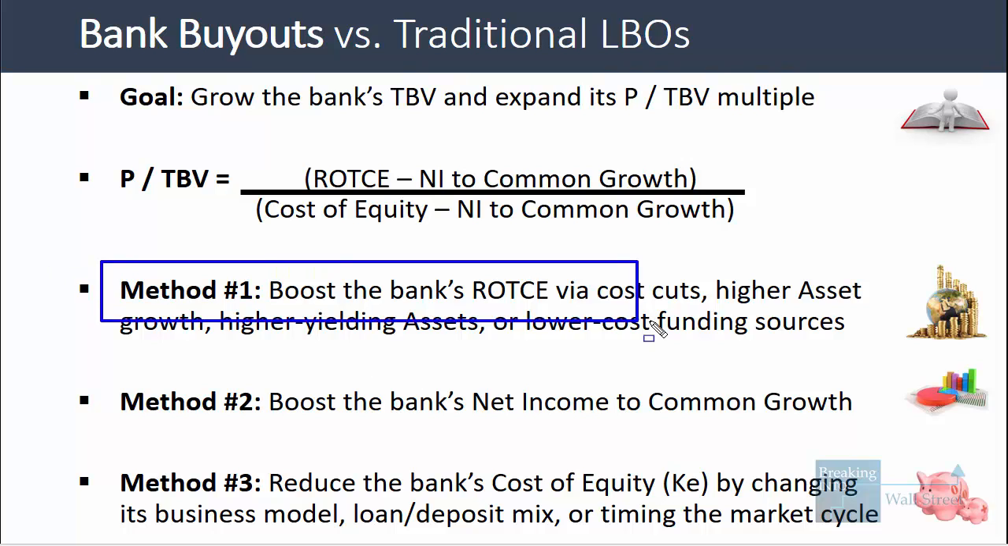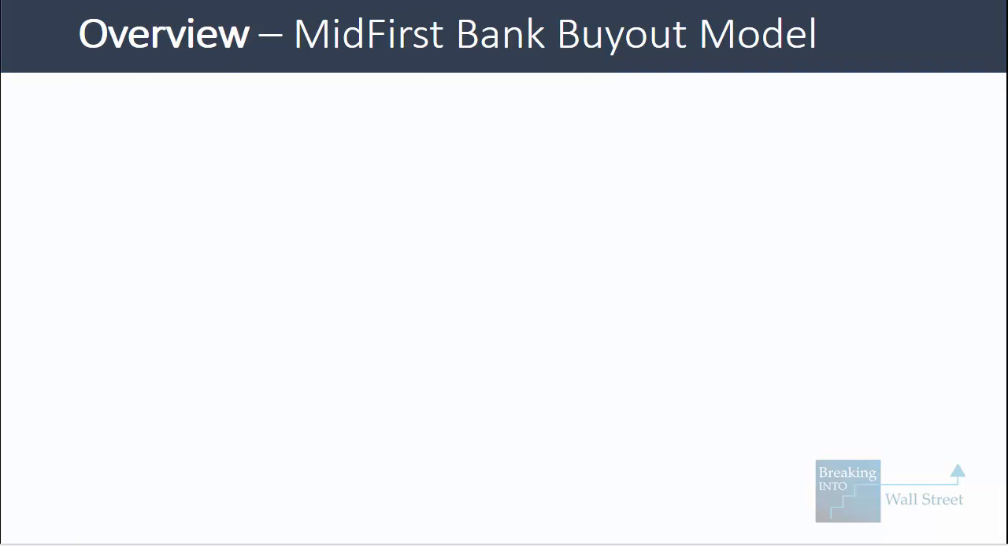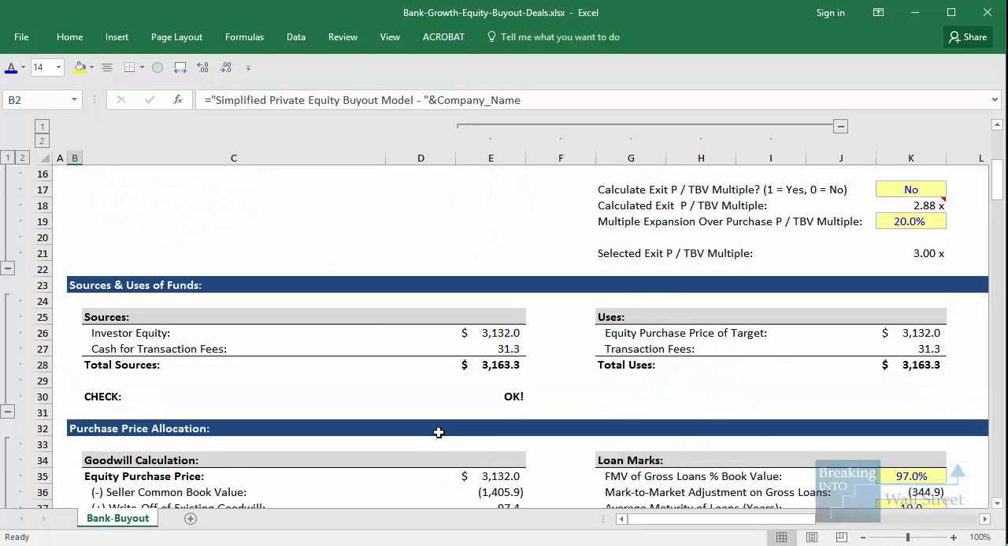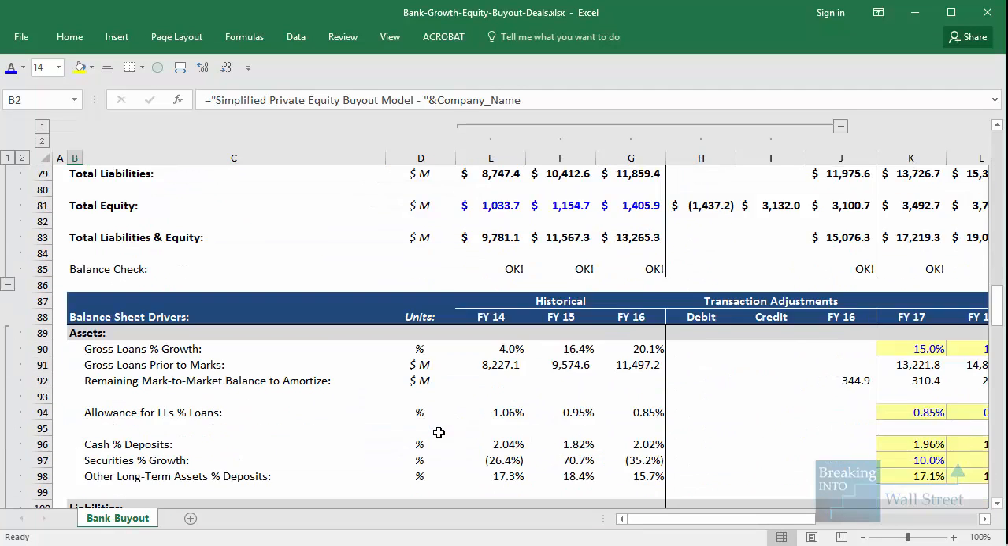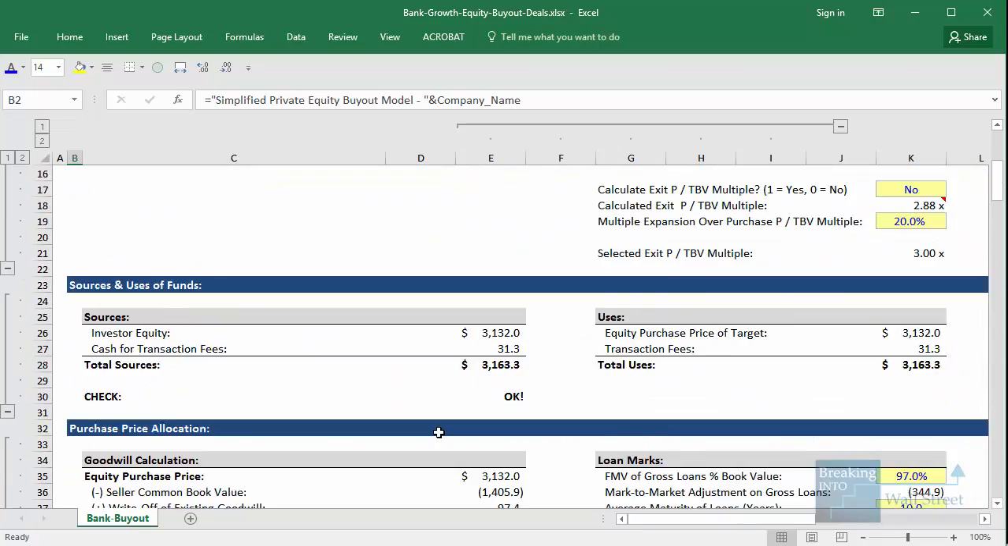Of these, the first method is the most viable because it's the easiest to predict, and usually it's pretty obvious if a bank's returns-based metrics are significantly lower than those of its peer companies and if there are ways to possibly improve them. So let's go into part 2 now and look at this buyout model for MidFirst Bank. You can find the Excel file linked below this video. Click on Show More and go to the description and you'll see the links down there.